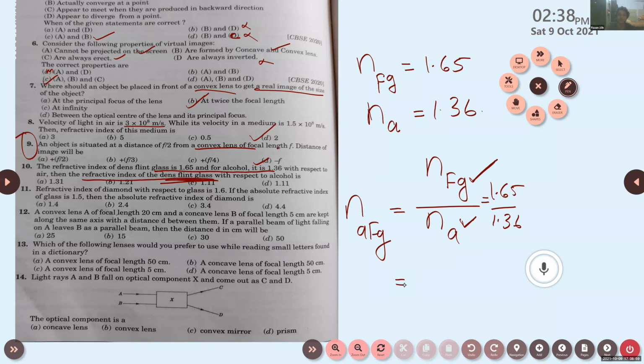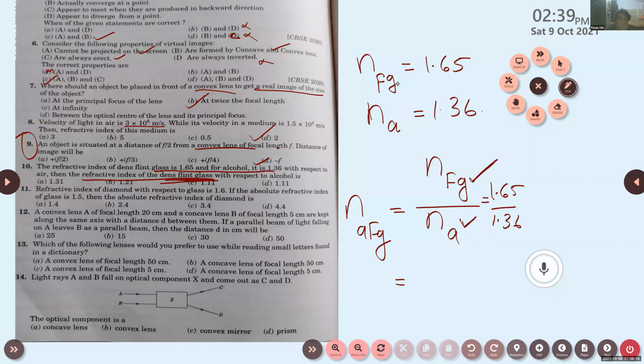I want to divide this. What about the final answer? Option A, B, or C? A, 1.31. Ma'am, 1.21. Okay, is there any other option? 1.11 you also left here. Anyone go with that option?